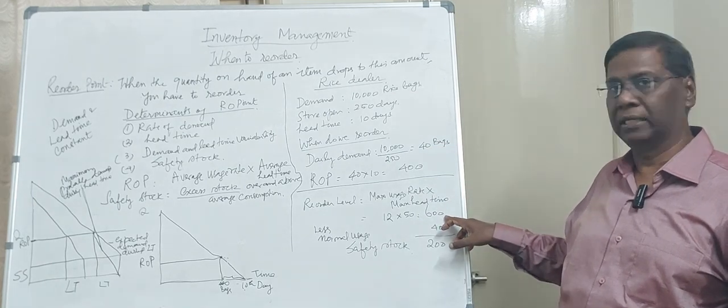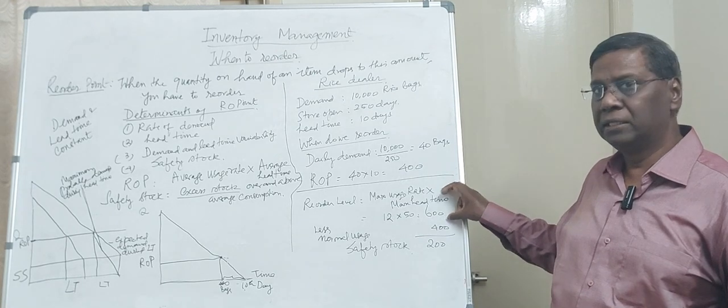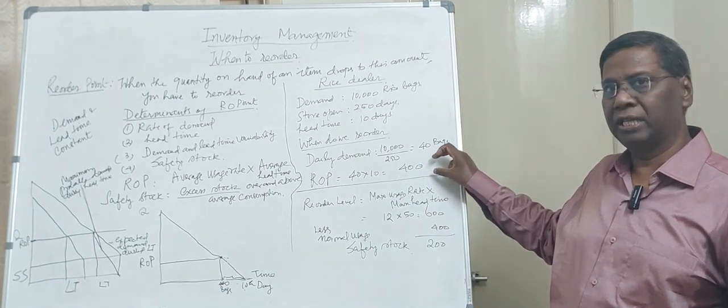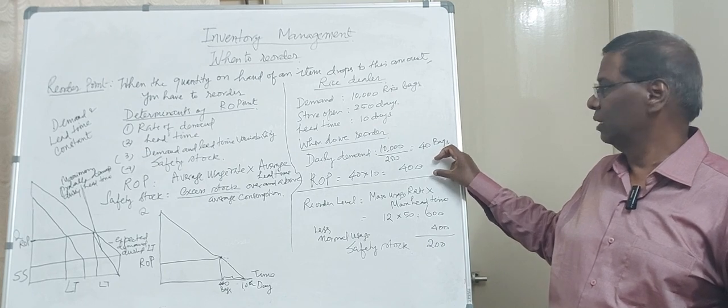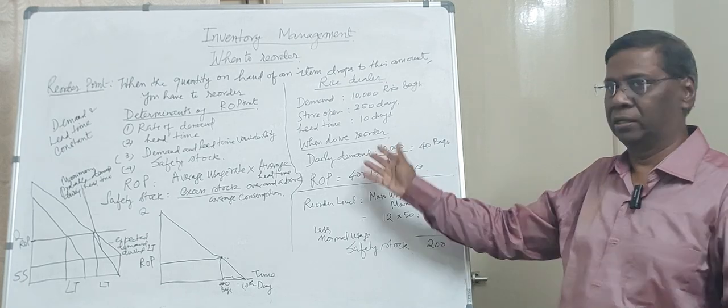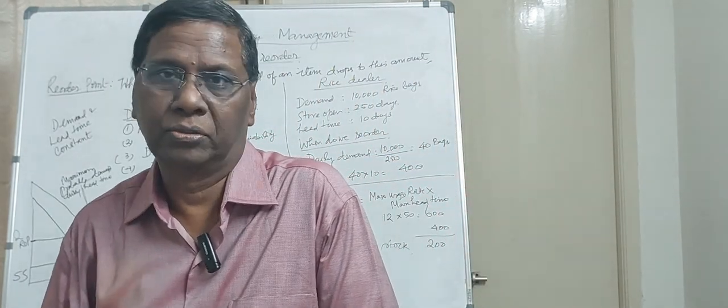So how much are you getting? 600. So this is the maximum reorder level, and this includes safety stock, as I already told you. So what is the average reorder point? What is the average consumption, average usage? 400. Okay, 600 minus 400, you get 200. 200 is safety stock. Solve over. You got the point?